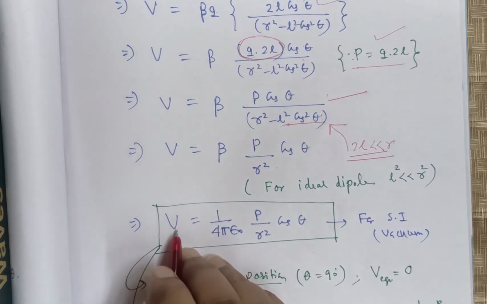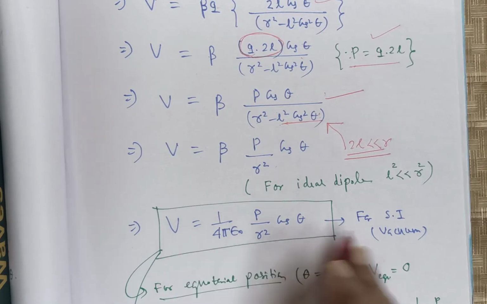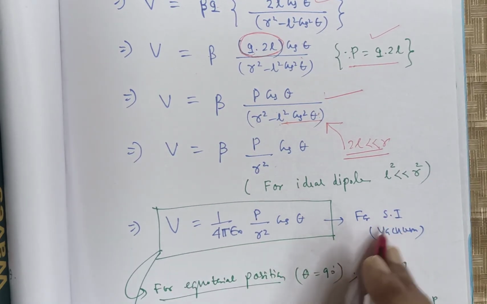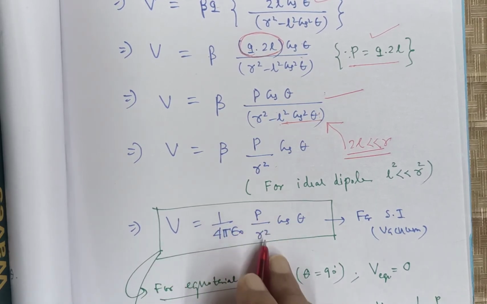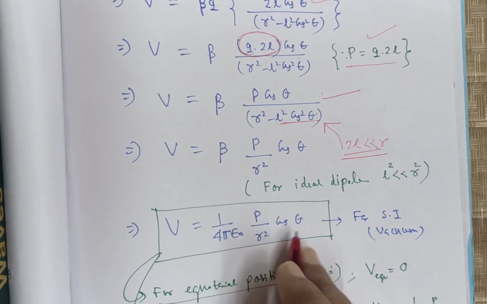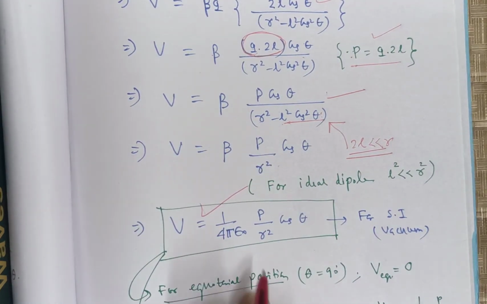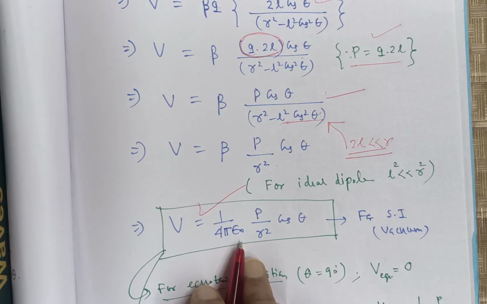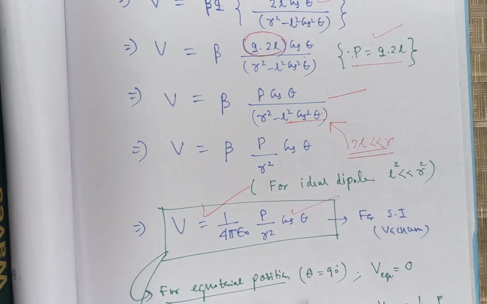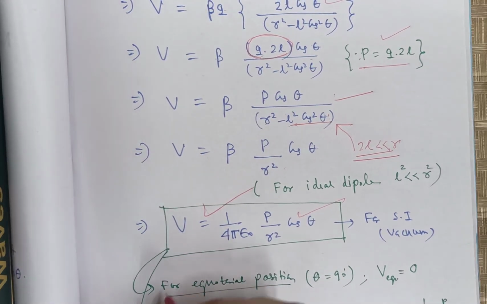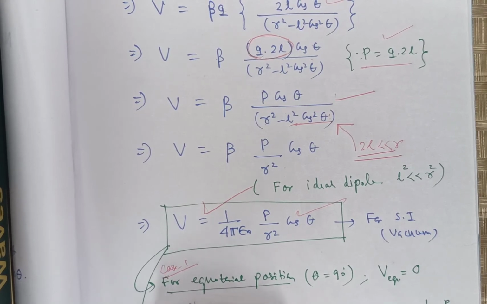Now the general formula is V is equal to, I am putting beta as 1 by 4 pi epsilon 0 for the SI system in vacuum. So our answer is V is 1 by 4 pi epsilon 0 P by R square into cos theta. This is the general formula. If in an exam a question comes to derive this formula, then we will go for case 1 and case 2 that we have discussed today.